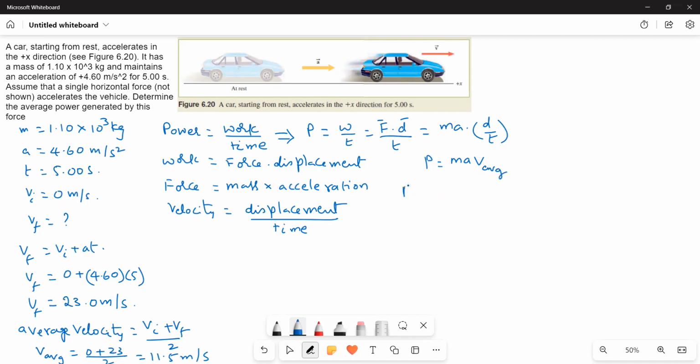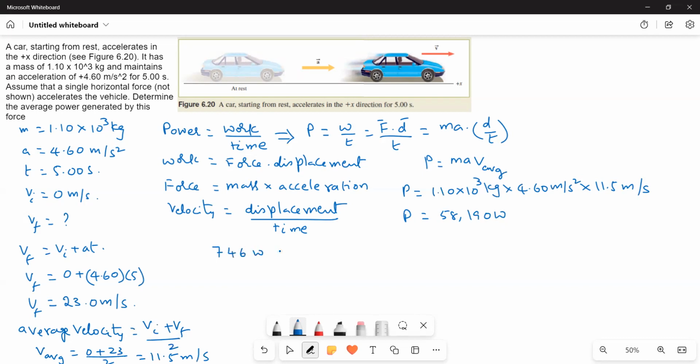Therefore, P is equal to mass, 1.10 × 10^3 kilograms, and then acceleration is equal to 4.6 meters per second squared, and then V average is equal to 11.5 meters per second. Now, if we simplify this one, we will get the value 58,190 watts.